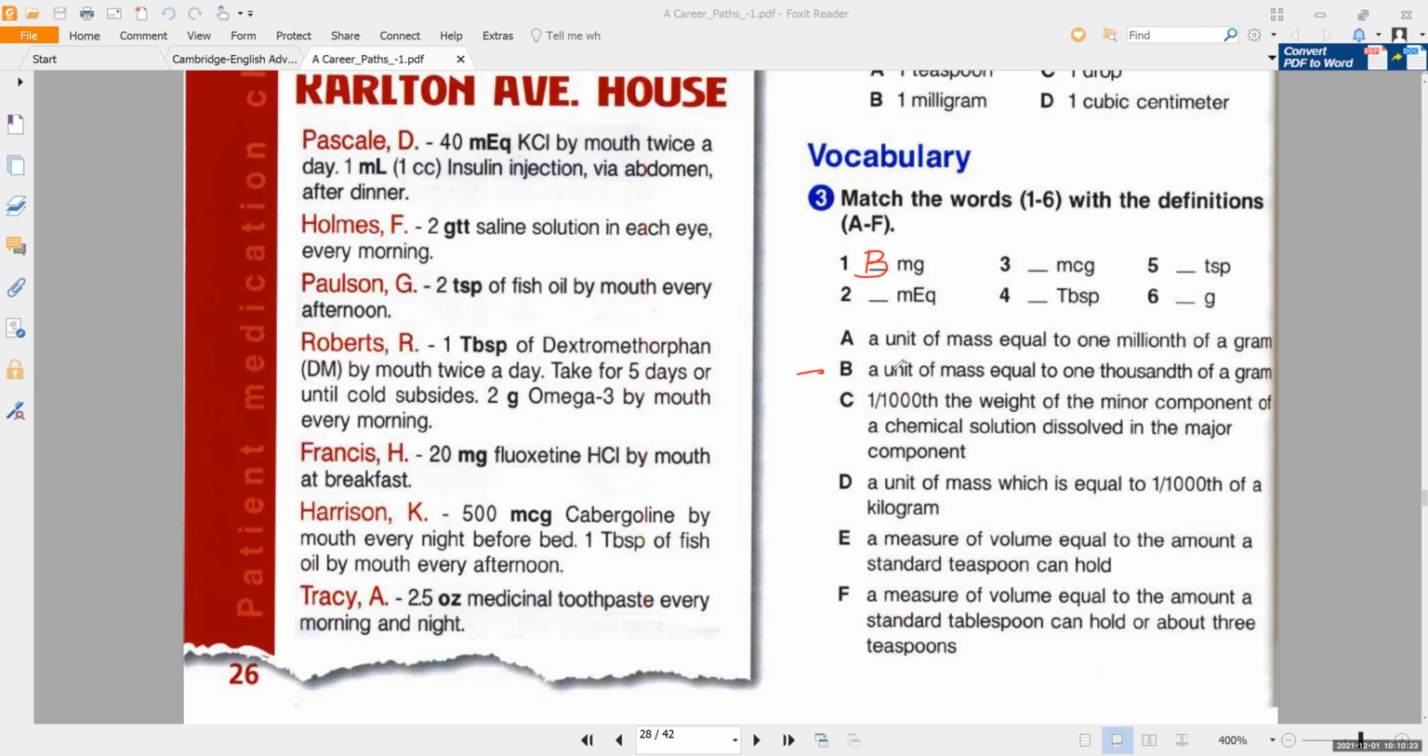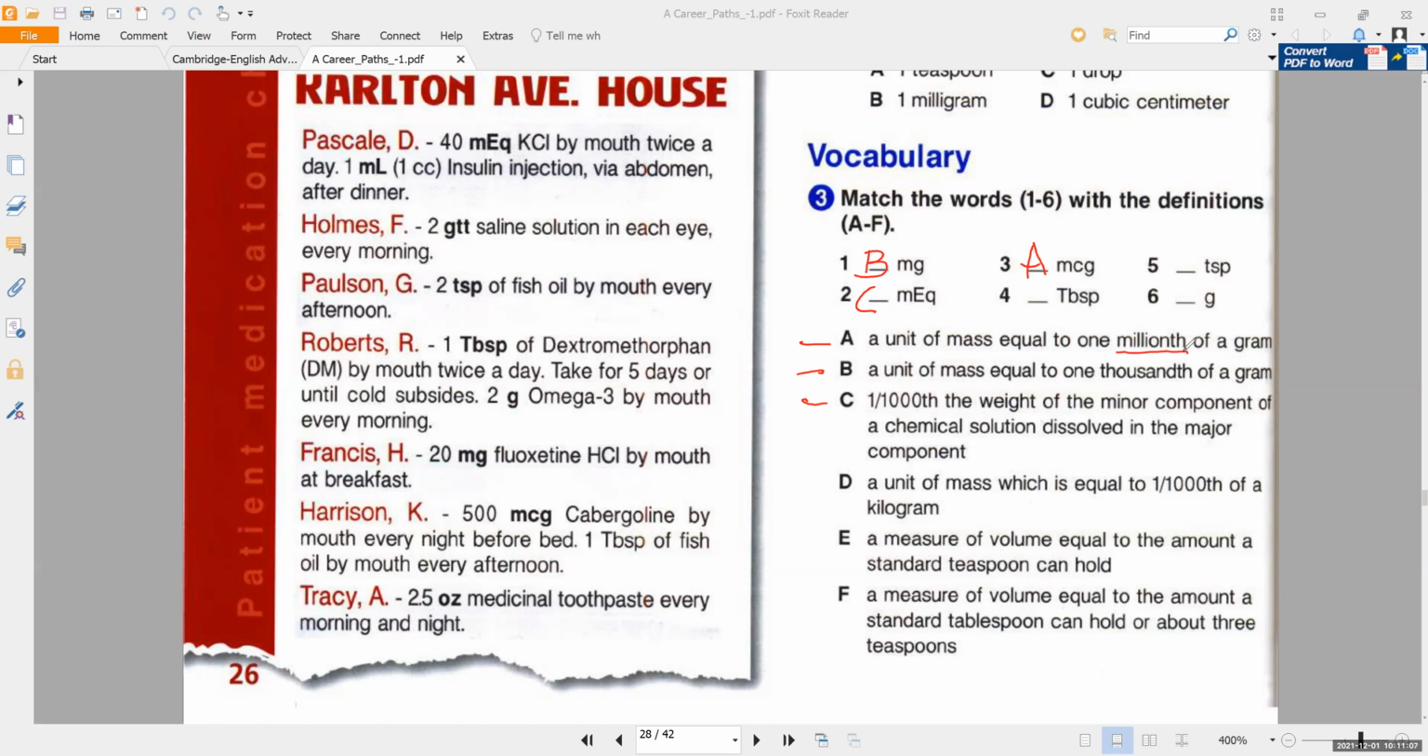Number 2 is C. It is 1 on 1,000, the weight of the minor component of a chemical solution dissolved in the major component. Okay. Number 3, mcg, is a unit of mass equal to 1 millionth of a gram. Yes, so a unit of mass which is equal to 1 millionth of a gram.